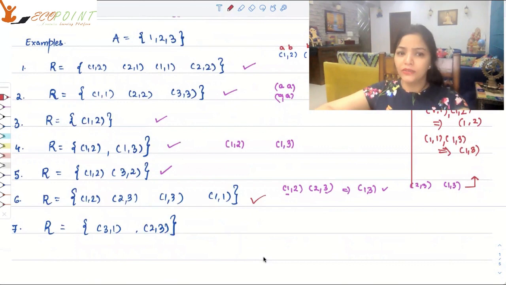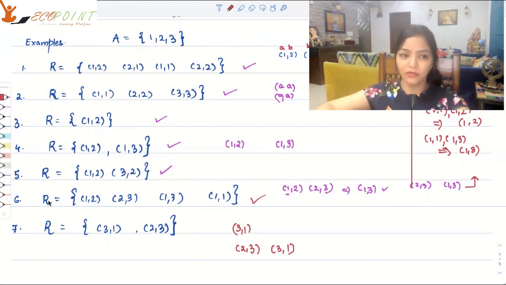What about the set 3, 1, 2, 3? So you have 2 points here, 3, 1. 3 is related to 1 and 2 is related to 3. Let's see what we can do. So 3 is related to 1. Do we have any entry which is starting with 1? Well, no. There isn't any such entry. So we don't need to check anything there. We have 2, 3. Is there any entry which is starting with 3? Well, yes, 3, 1. So I'm going to write 3, 1. I can make a combination.